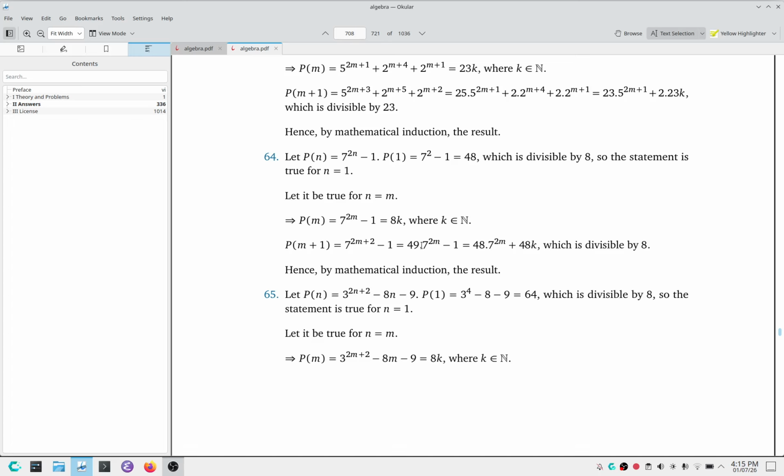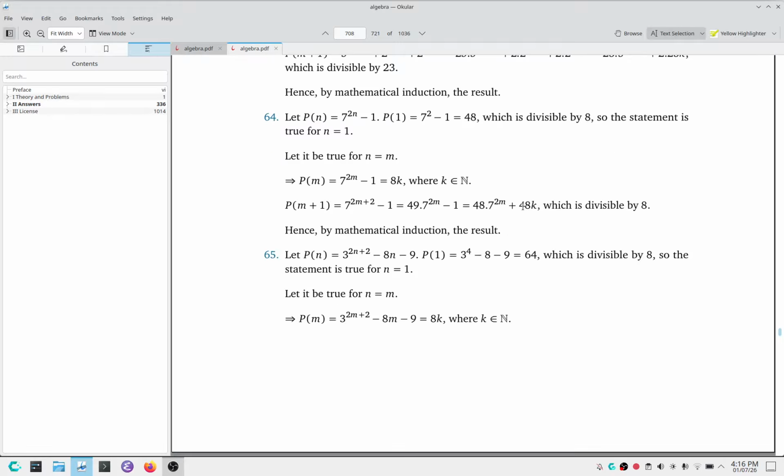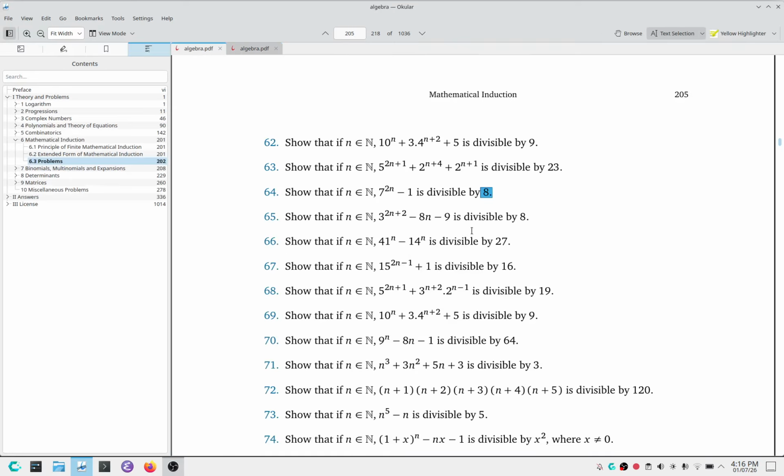We get 49 times 7 raised to the power 2m minus 1, which is equal to 48 times 7 raised to the power 2m plus 48k. Okay, so there is something wrong here. This should be 8k, not 48k. Yeah, this should be 8k, not 48k. And hence by induction we have the result.